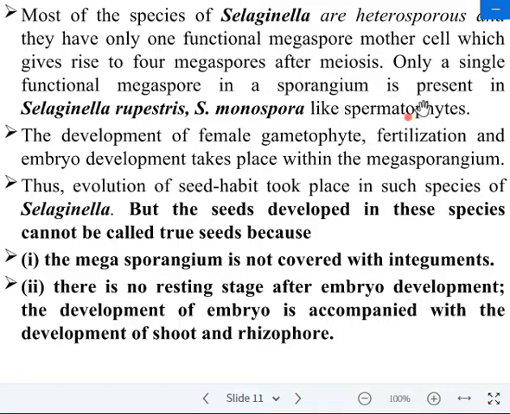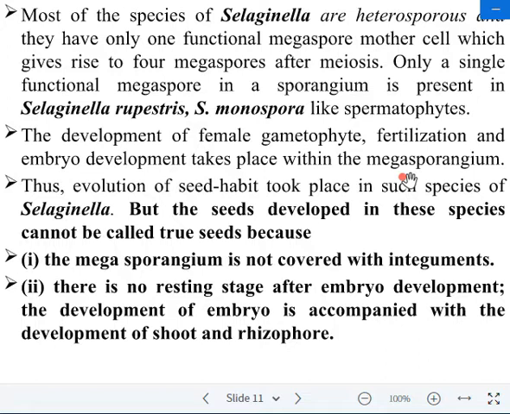The plant which produces seed is known as spermatophyte. Sperma means seed, phyte means phyton, plant. The plant which produces seed is a seeded plant. So this character of Selaginella is very much like the seeded plant. So Selaginella represents the seed habit. The development of the female gametophyte, fertilization and embryo development take place within the megaspore. I have already discussed with you that near about 70% of the development of the male and the female takes place within the microsporangium and megasporangium. This characteristic feature of Selaginella is very close to seed plants.